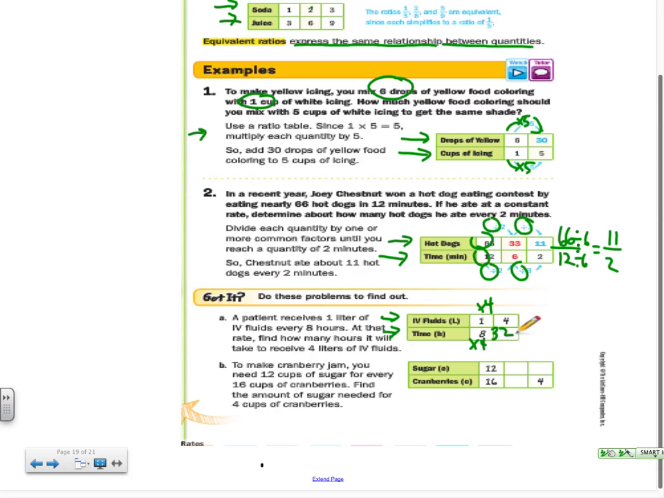The next got it problem, part B. To make cranberry jam, you need 12 cups of sugar. There's our table, sugar. For every 16 cups of cranberries, there's our cranberries, 12 to 16. Find the amount of sugar needed for 4 cups. Look, we can probably skip this box here and do 16 divided by 4 is 4. Do the same thing, 12 divided by 4 is 3. So for every 3 cups of sugar, we need 4 cups of cranberry.